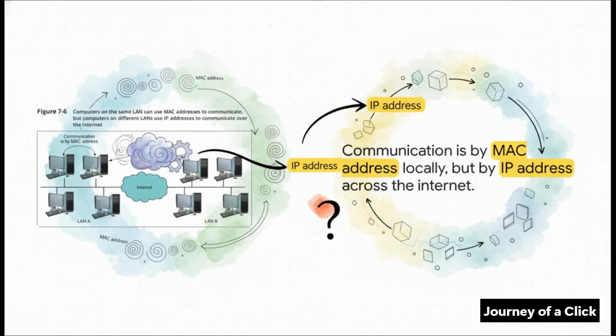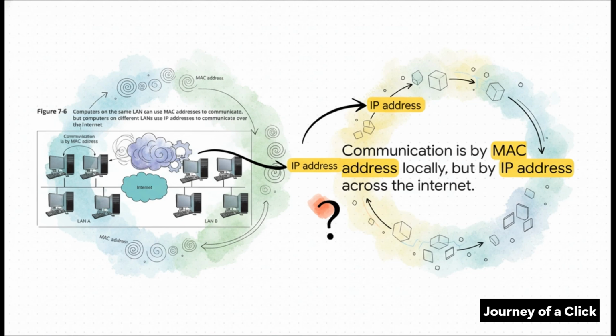Yeah, this diagram nails it. See how inside LAN A, all the communication is happening with MAC addresses? But look, the moment a packet needs to jump over to LAN B, it has to travel across the internet. And to do that, it switches to using IP addresses.